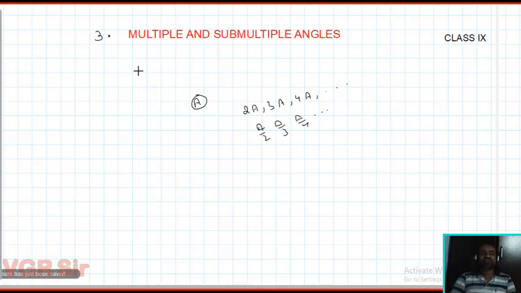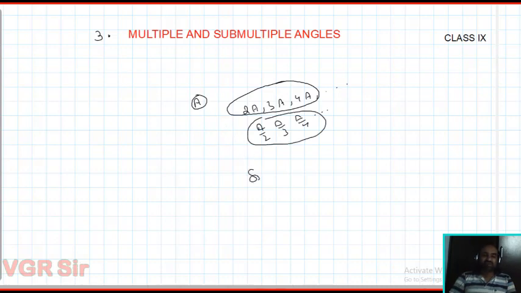So what is the title? Title of the chapter, multiple and submultiple angles of trigonometrical ratios. Here I wrote only multiple and submultiple angles. Multiple and submultiple angles of trigonometrical ratios means how to find trigonometrical ratios for these type of angles. Means what is sin 2A, what is sin 3A, what is sin 4A, what is cos 2A, what is cos 3A, what is cos 4A, like that. What is tan 2A, what is tan 3A, so on.